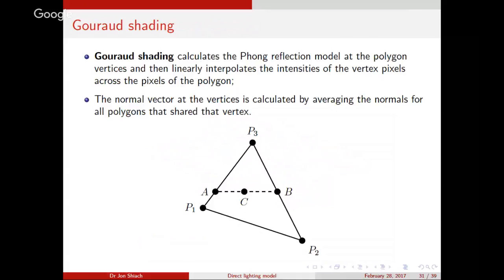So once you've got the Phong reflection model calculated for each vertex, what you do is interpolate along the edges.